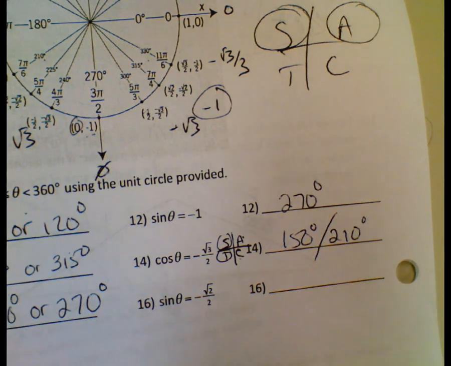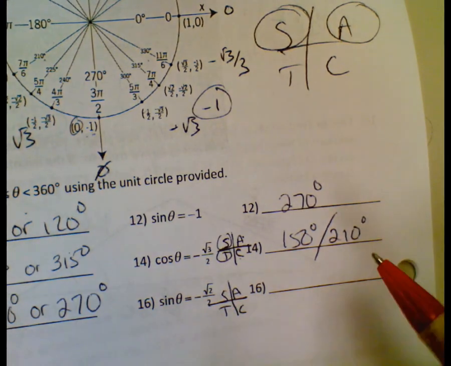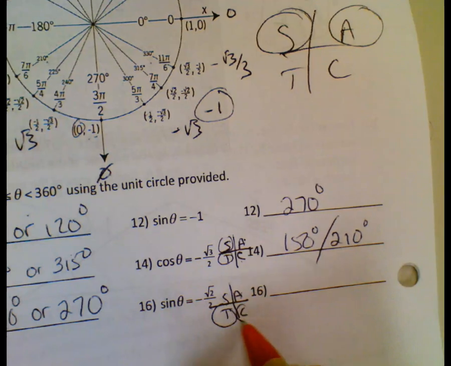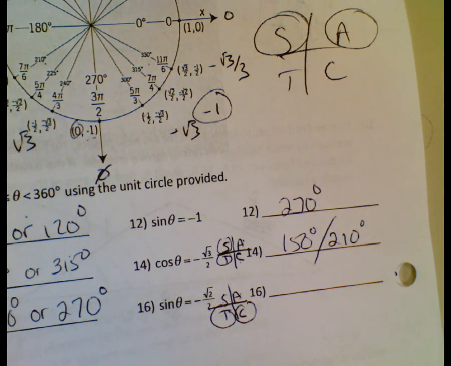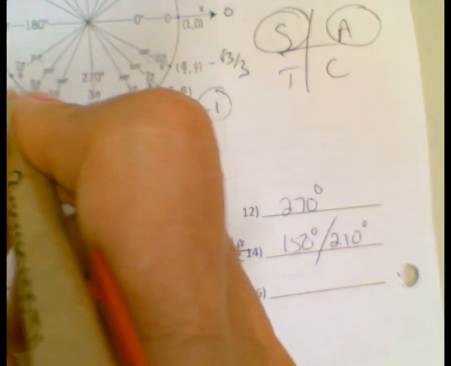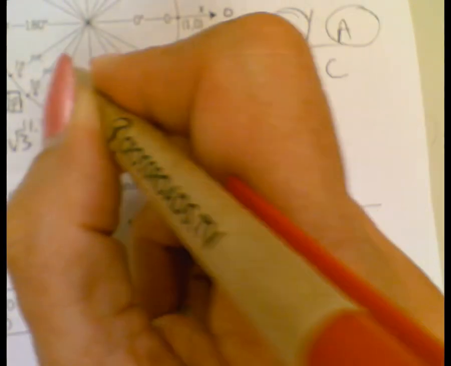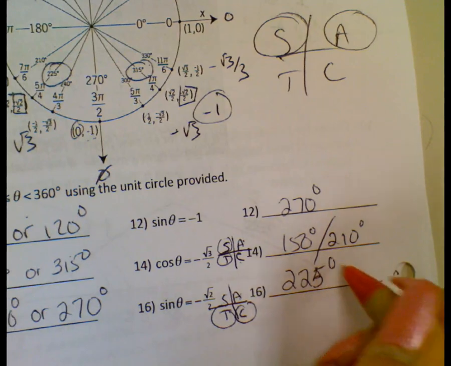And when is sine negative radical 2 over 2? So to narrow down your search, sine is positive here and here, but sine is negative here and here. So you should be looking in the bottom 2 quadrants. When is sine negative radical 2 over 2? It'd be there and here, so it'd be 225 and 315.